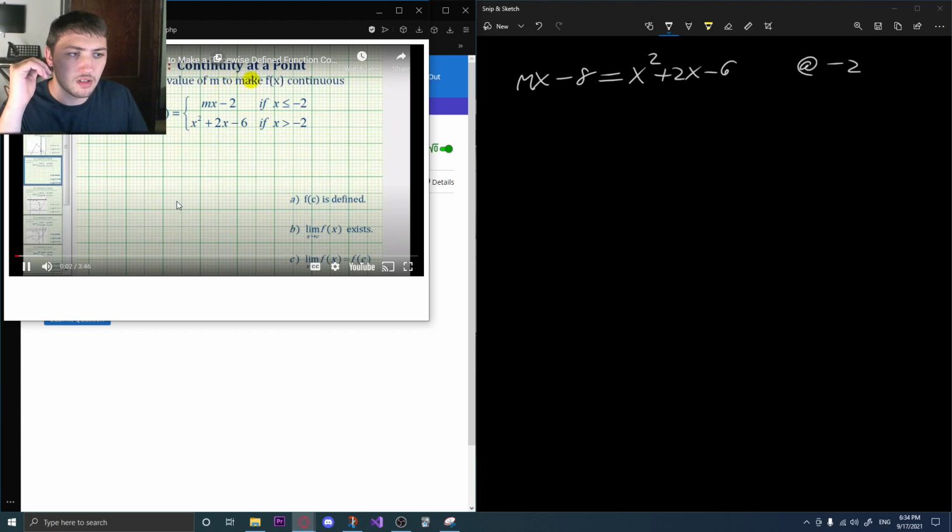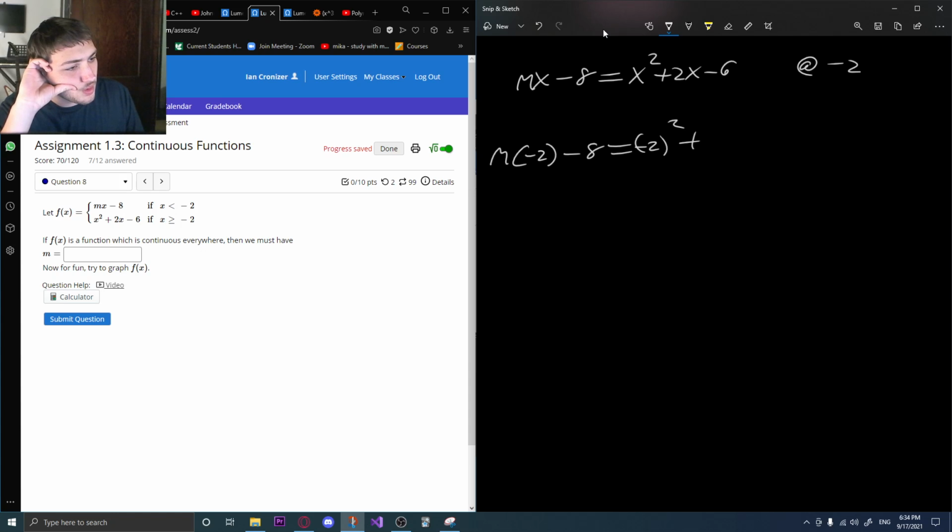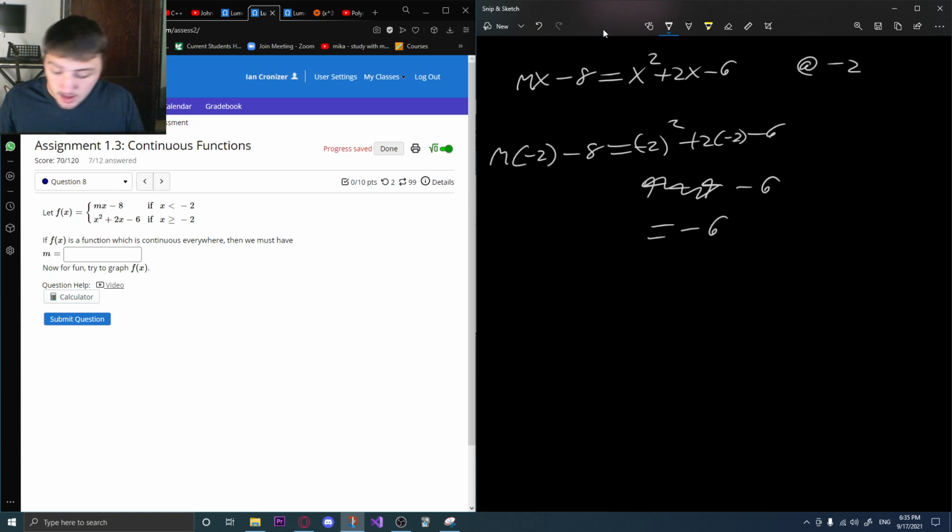Should just be plugging in 2 or negative 2, right? So m times negative 2 minus 8 equals negative 2 squared plus 2 times negative 2 minus 6. Negative 2 squared is 4, plus 2 times negative 2 is negative 4, minus 6. 4 take away 4, that's just going to be negative 6. And this is going to be negative 8.